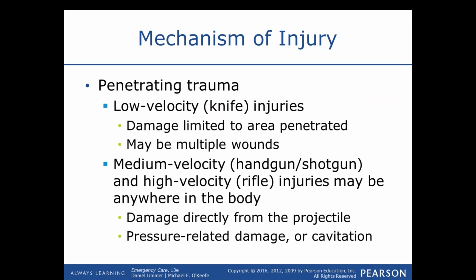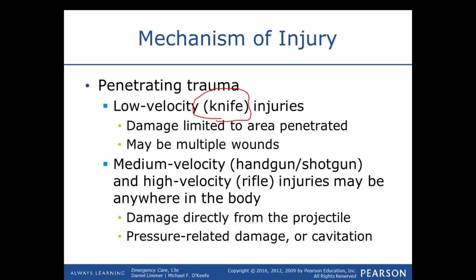There are three different types of velocity injuries. Low velocity injuries, we're talking about a knife. It doesn't cause any cavitation; it's pretty limited. The damage is limited to exactly the area that was penetrated. The biggest thing to remember though is a lot of knife wounds are not straight in and straight out. They might be at a downward angle or an upward angle, or that object was moved around inside of the body. So have a high suspicion for some additional injuries that could possibly be there.